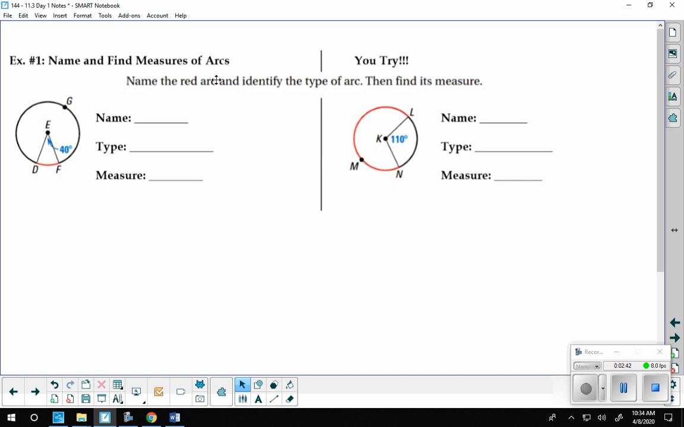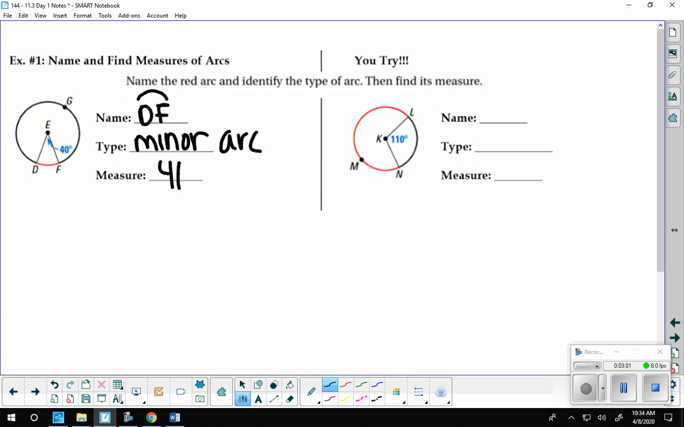So name the red arc and identify the type of arc. So right here is the red arc. So we have DF, so that's arc DF. Is it major or minor for the type? Well, it's 40 degrees, so it's less than 180, so it's considered a minor arc. And what's the measure? The measure is the measure of the central angle, which you can see is 40 degrees here.